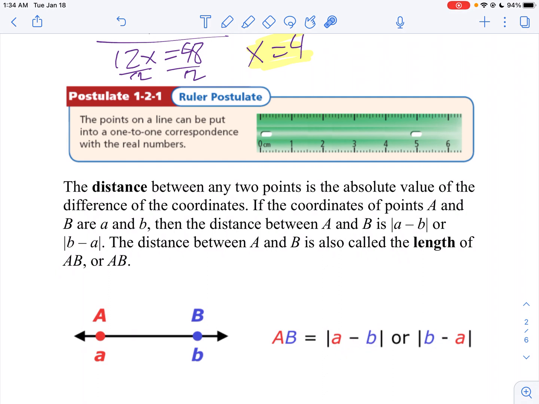The order you put them in does not matter. If I've got this line segment, if I know where A is at and I know where B is at, I subtract them and then I take the absolute value.